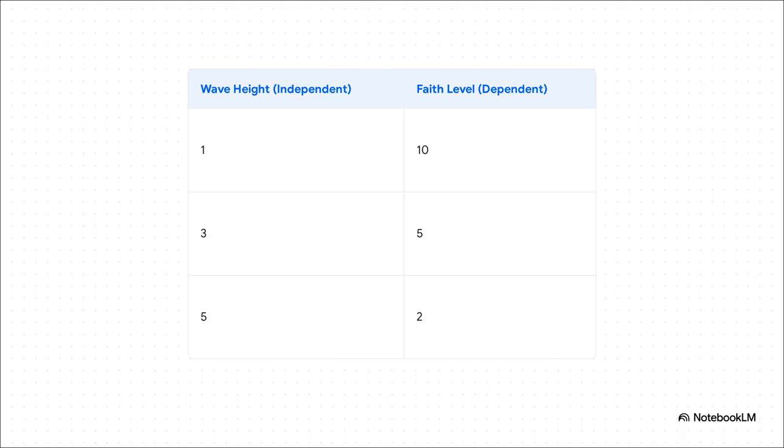So this final example gets even more abstract. I mean, how on earth do you put a number on something like faith? Well, the lesson gives it a shot. Here, the independent quantity is the height of the waves, an external threat, and the dependent quantity is Peter's level of faith, a totally internal state.